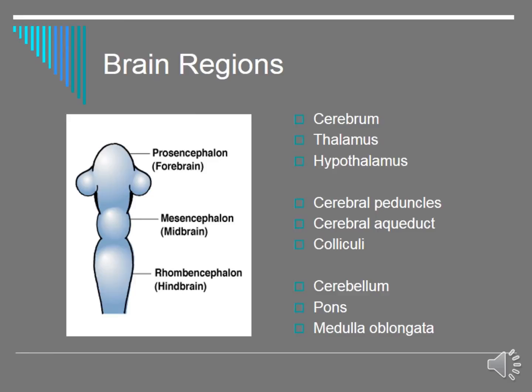The different regions of the brain, again, I'm sure this is reviewed from anatomy, but just to make sure, the forebrain is made up of the cerebrum, the thalamus, and the hypothalamus. The midbrain includes cerebral peduncles, aqueduct, and colliculi, and then the hindbrain is your cerebellum, pons, and medulla.